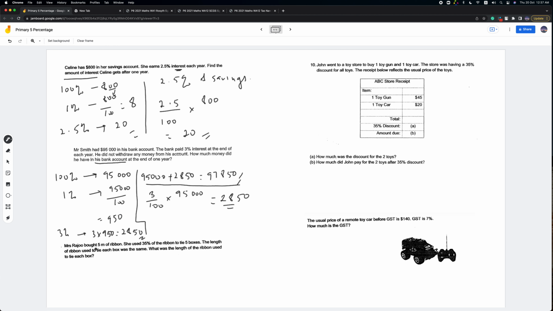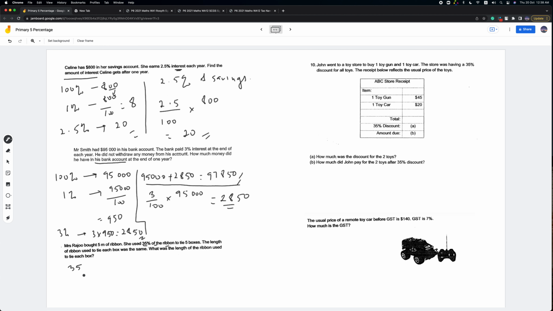Next, Mrs. Raju bought a 5-meter ribbon. She used 35% of the ribbon. So this is again from English to maths. Later we will write it down in our working. The length of ribbon used to tie each box was the same. What was the length of the ribbon used to tie each box? So we need to find how much she used to tie 5 boxes, and that's 35%.